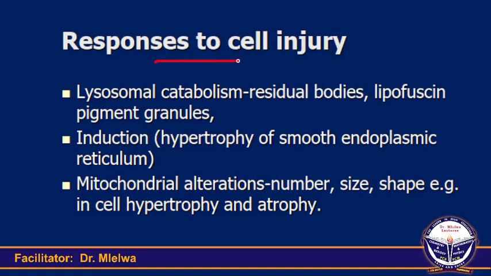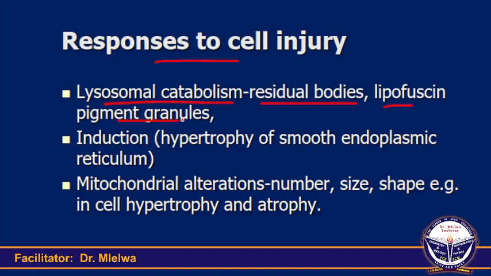Responses to cell injury. After cell injury has happened, what will happen to the body now? Cell injury can lead to lysosomal catabolism, residual body, lipofuscin, and pigment granules.